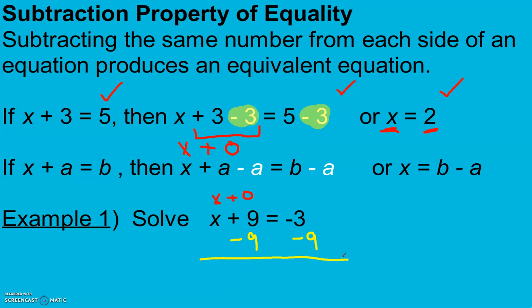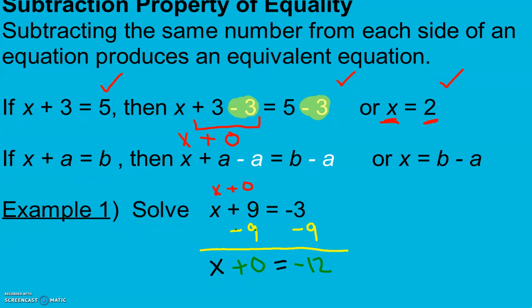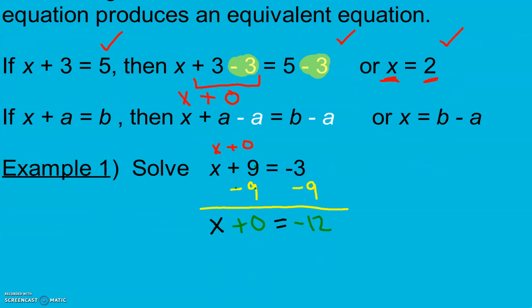Now, when I add those up, I did not change my x. Plus 9 minus 9 gives me 0. And negative 3 minus 9 gives me negative 12. And again, I didn't change the fact that those sides are equal. Now I know that x plus 0 is just x, so I get x equals negative 12.